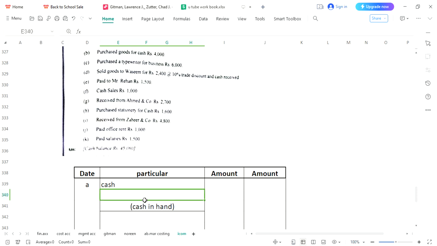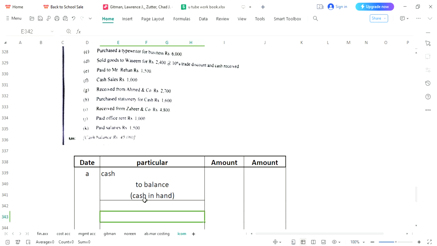Now the problem is, this is cash which is in your hand. Cash is not going out. Cash is not coming in. There is no double transaction. It is just in hand. So there is nothing to write on the credit side. Instead, just to give the reference, we will say that it is our balance. So in this way, our first journal entry would be completed: cash to balance.